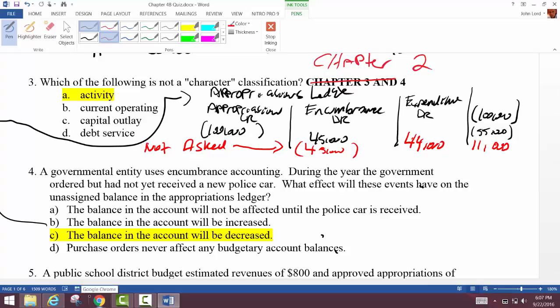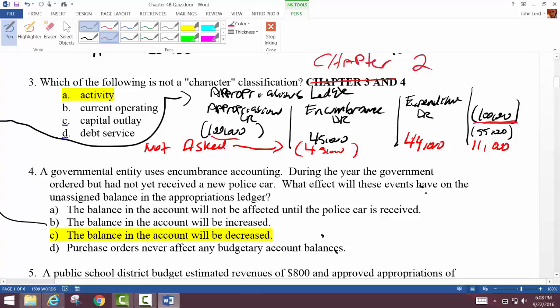Okay, so what happens? Notice here, let's say we ordered 2 police cars, and each one cost $45,000, and let's say we had appropriation of $100,000. We would have credited appropriation for $100,000. We would have debited our estimated revenue, and if we had a surplus, we would have credited our budgetary control. But we have this 100,000 of appropriation.